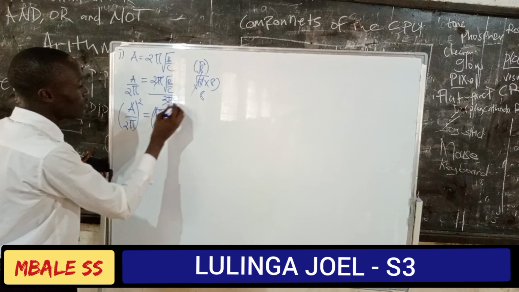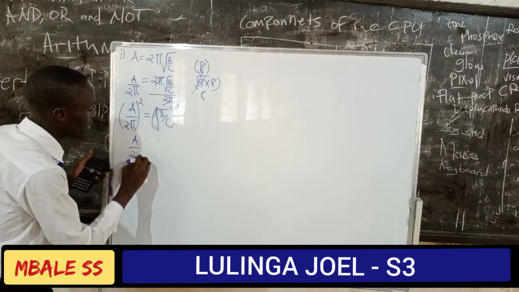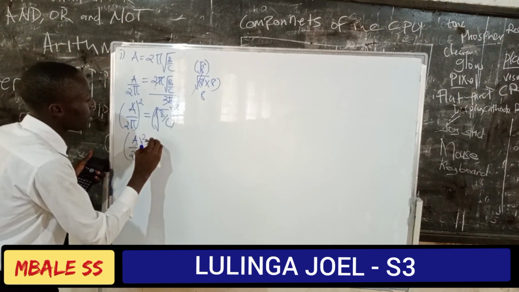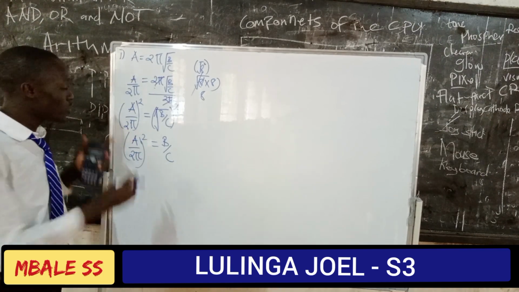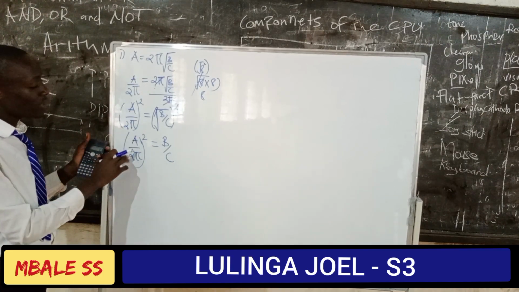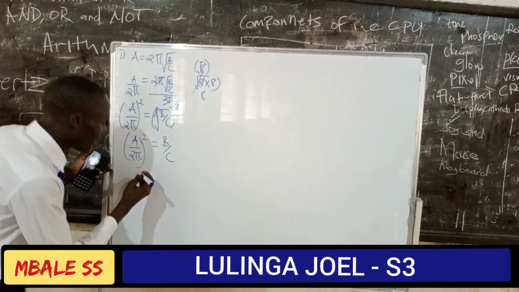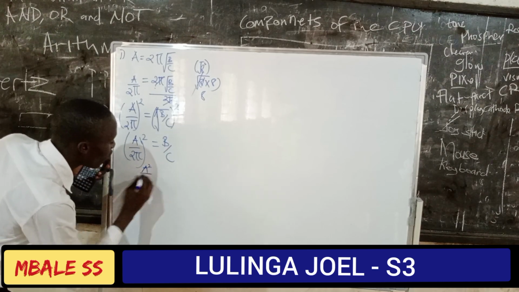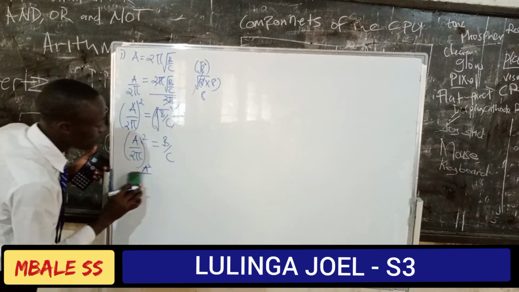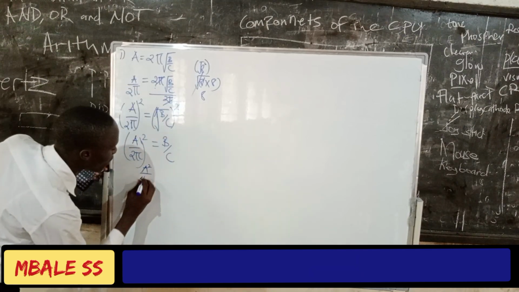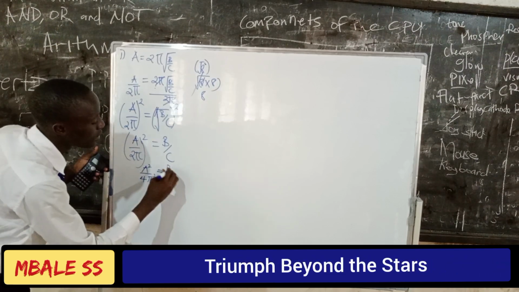So that we shall have this one and this one cancelled out. Then we shall have A over 2 pi, all squared, is equal to B over C. Now we are going to put this square into the formula, so that we square this item and this item as well. So we shall have A squared over 2 squared, and when you square 2, you get 2 times 2, which will give us 4. Then when you square the pi, you get pi squared, is equal to B over C.